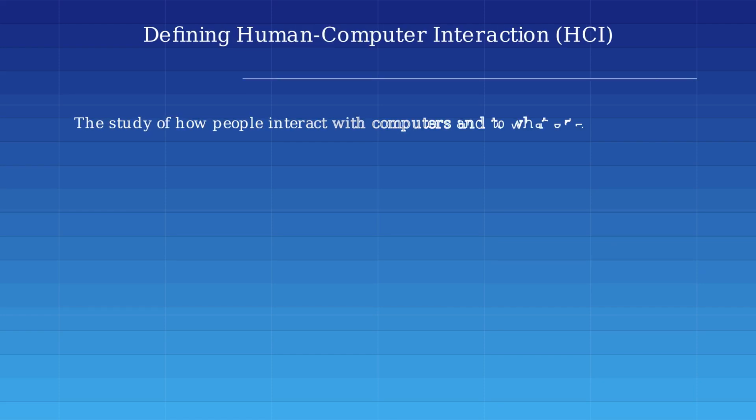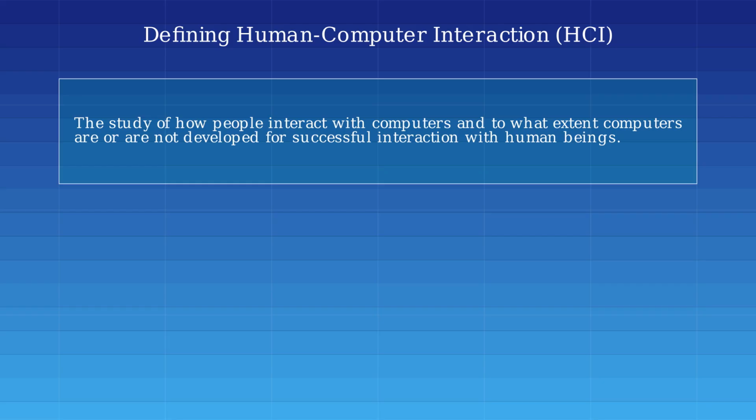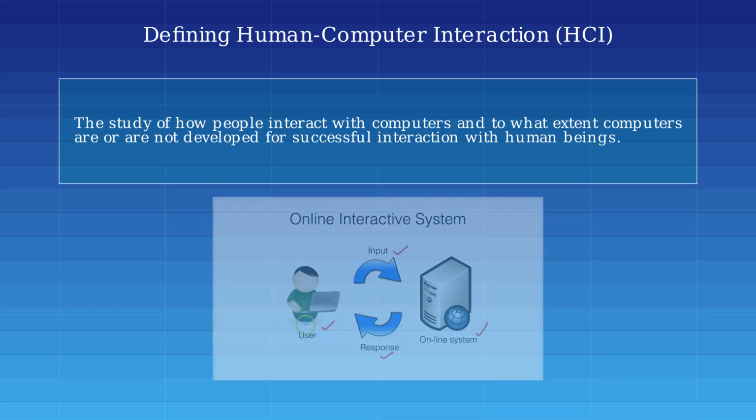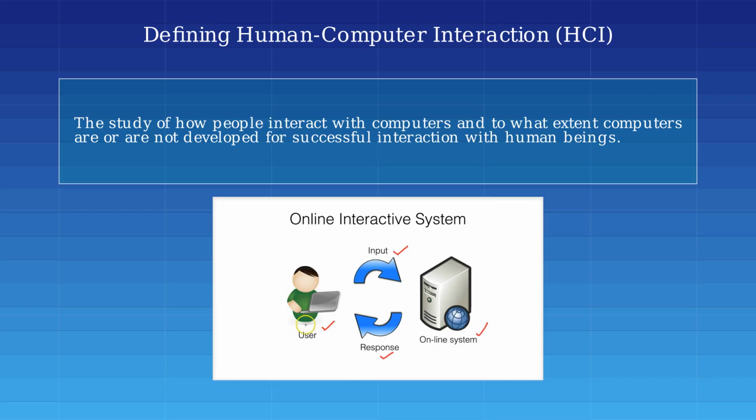Human-computer interaction, or HCI, is the study of how people interact with computers and to what extent computers are developed for successful interaction with human beings. This interactive system diagram illustrates the basic relationship between users and computers. Users provide input, which the system processes and returns as output.